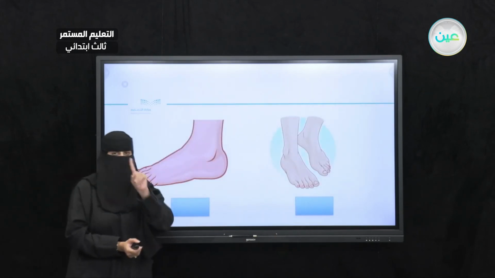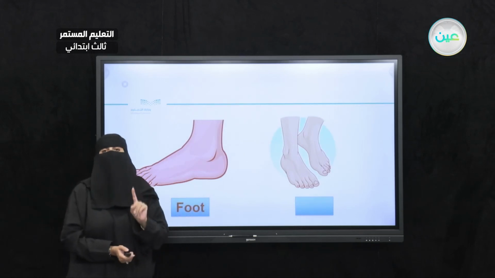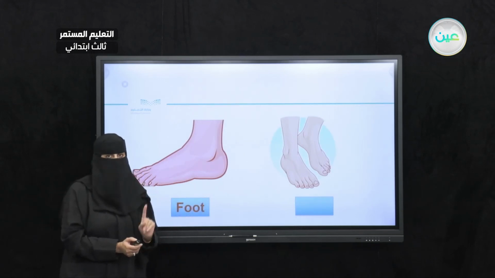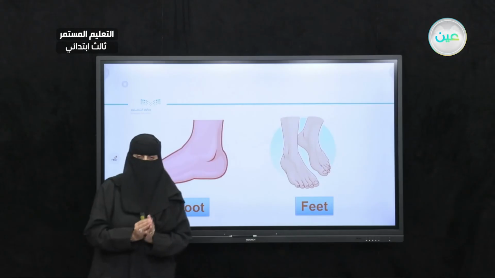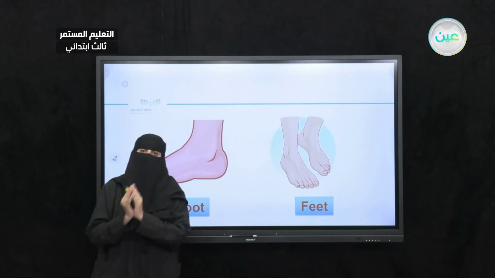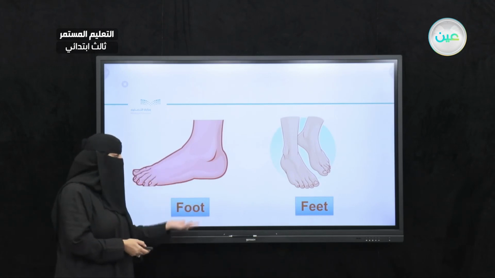To your left, I have a singular: one foot. Very good. To form the plural, you can read the word in your book. I have 2 feet. 2 feet. Okay? So far we have man, men, woman, women, foot, feet.